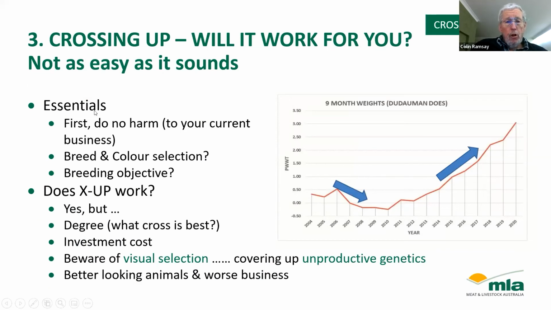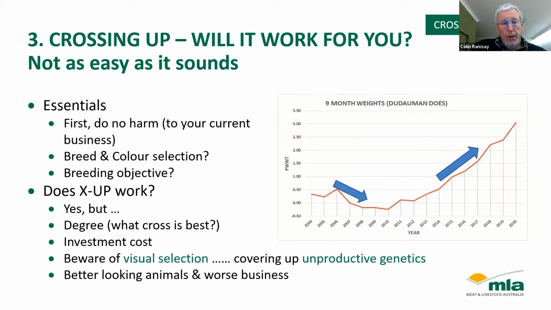Let's go quickly to crossing up. I'm probably running out of time a bit here. The first rule about crossing up, in other words, you start with your rangeland herd and you choose whatever breed and color you want to cross up to, and away you go.